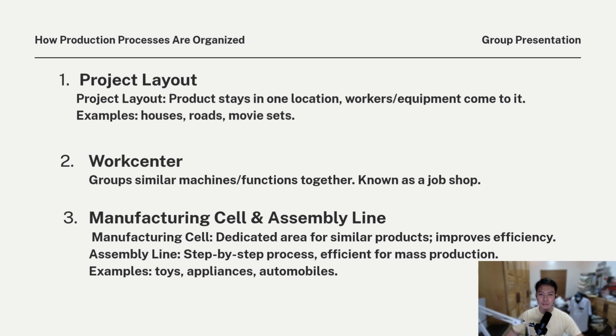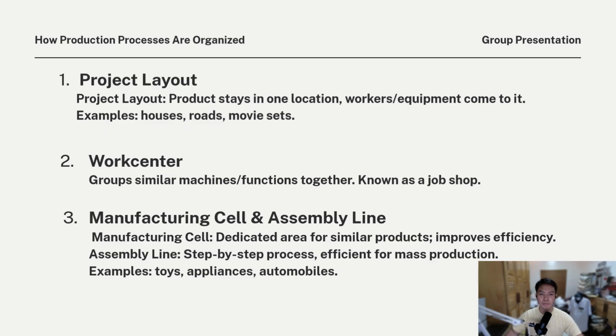Number two, a work center. Group similar machines or functions together. For example, drilling machines may be in one area, while stamping machines are in another. The product moves from one center to the next depending on what process it requires. This is also known as a job shop.